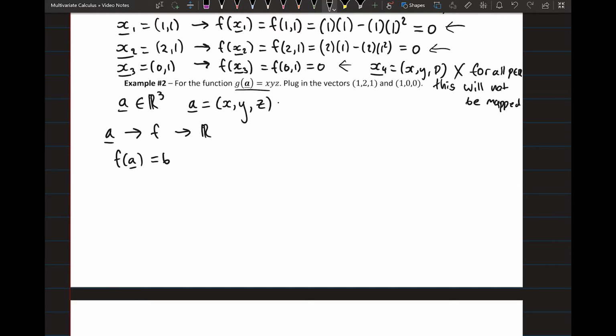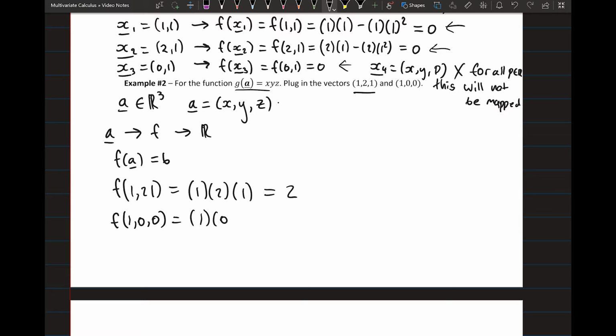So let's go ahead and put in the points here. 1, 2, 1. And we get 1 multiplied by 2 multiplied by 1. That would equal 2. And let's say we have the vector 1, 0, 0. Here we would get 1 times 0 times 0.